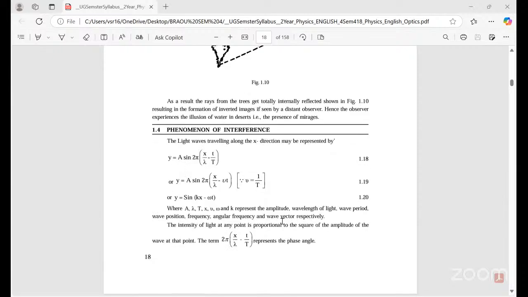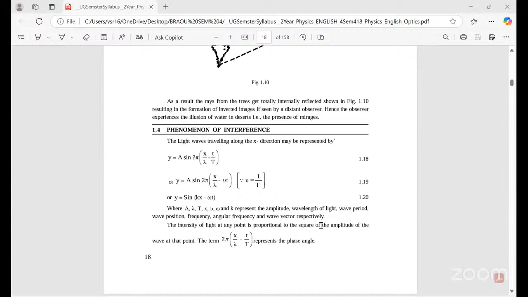Next, the phenomenon of interference. Here the light travels along the x direction, which is represented by y equals a sin 2 pi (x by lambda minus t by T). Y is the displacement, A is the amplitude, and another one is the propagation constant. Lambda is the wavelength, small t is any time, and capital T is the time period.